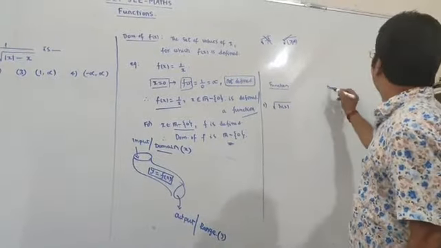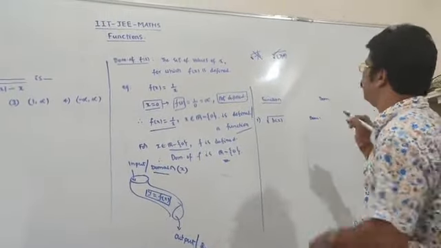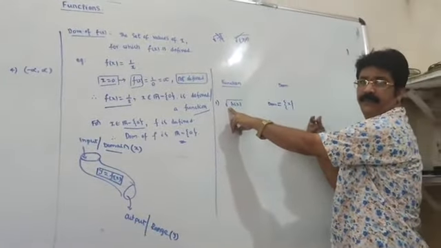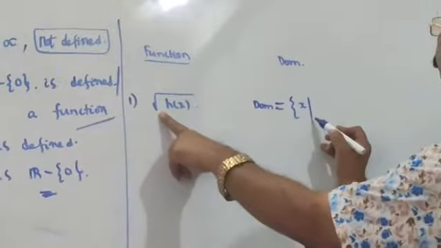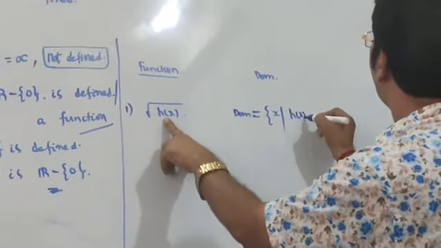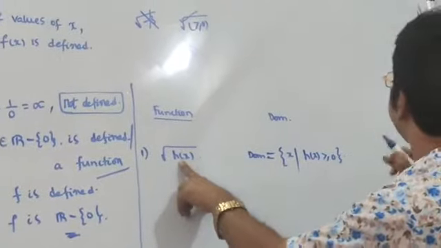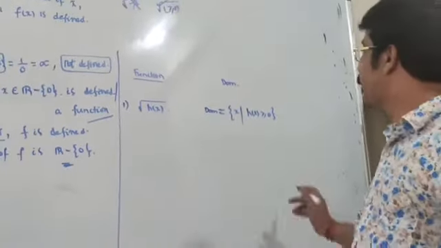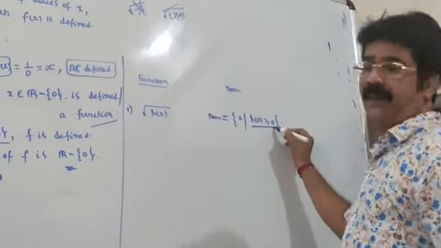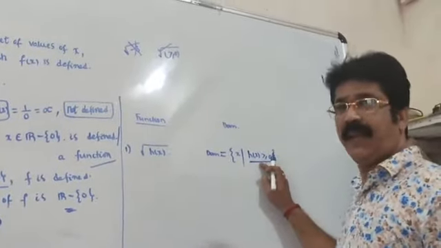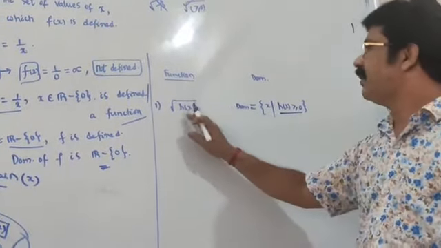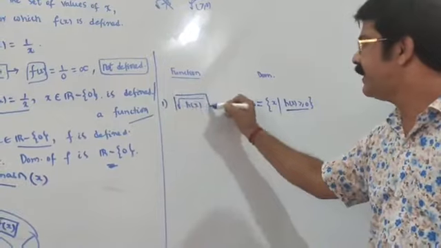Therefore, for such a function, the domain is the set of values of x so that h of x is greater than or equal to 0. Means in problems, you just put this inequality, and from this inequality, solve for x. That set of values of x is nothing but the domain of this kind of function.